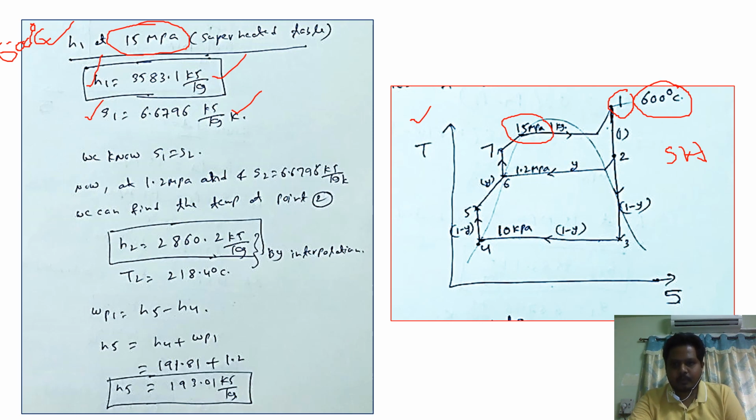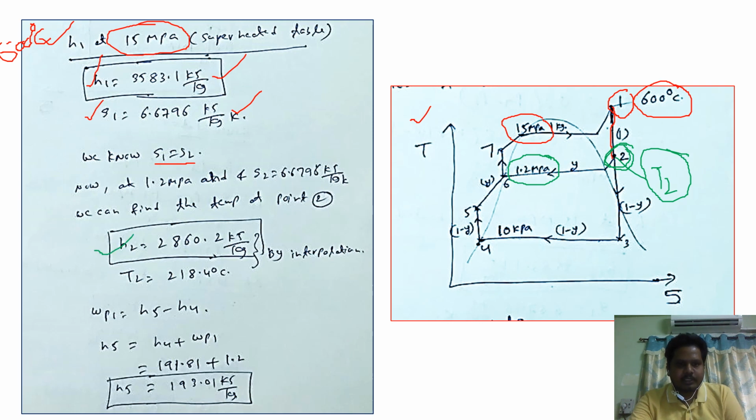As we know, process 1 to 2 is the isentropic expansion process. So we can write S1 equals S2. Now at point 2 we can find the temperature T2, because here we know the value of the pressure at point 2 and also we know the entropy S2. So at that particular pressure and entropy, if you look at the steam table, we can find the temperature T2.